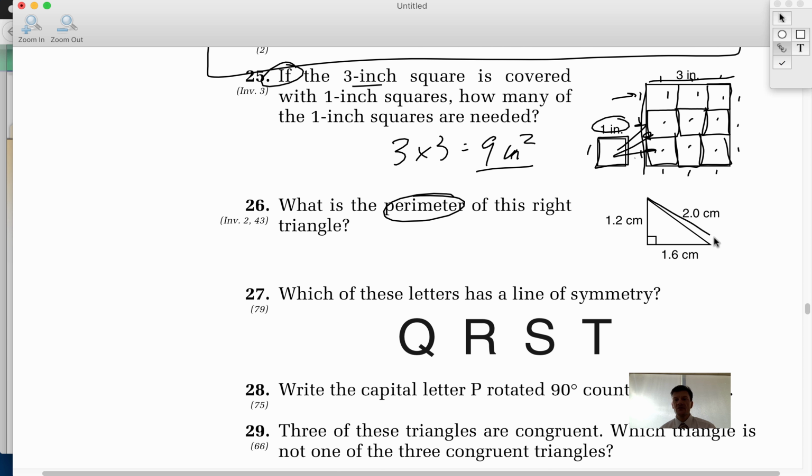Perimeter. For perimeter, you're just going to add up the distance around this object. There are 3 sides, and you're going to add them all up. And notice that all the units are the same here, so you don't have to worry about changing units or converting anything. Just add them all up.